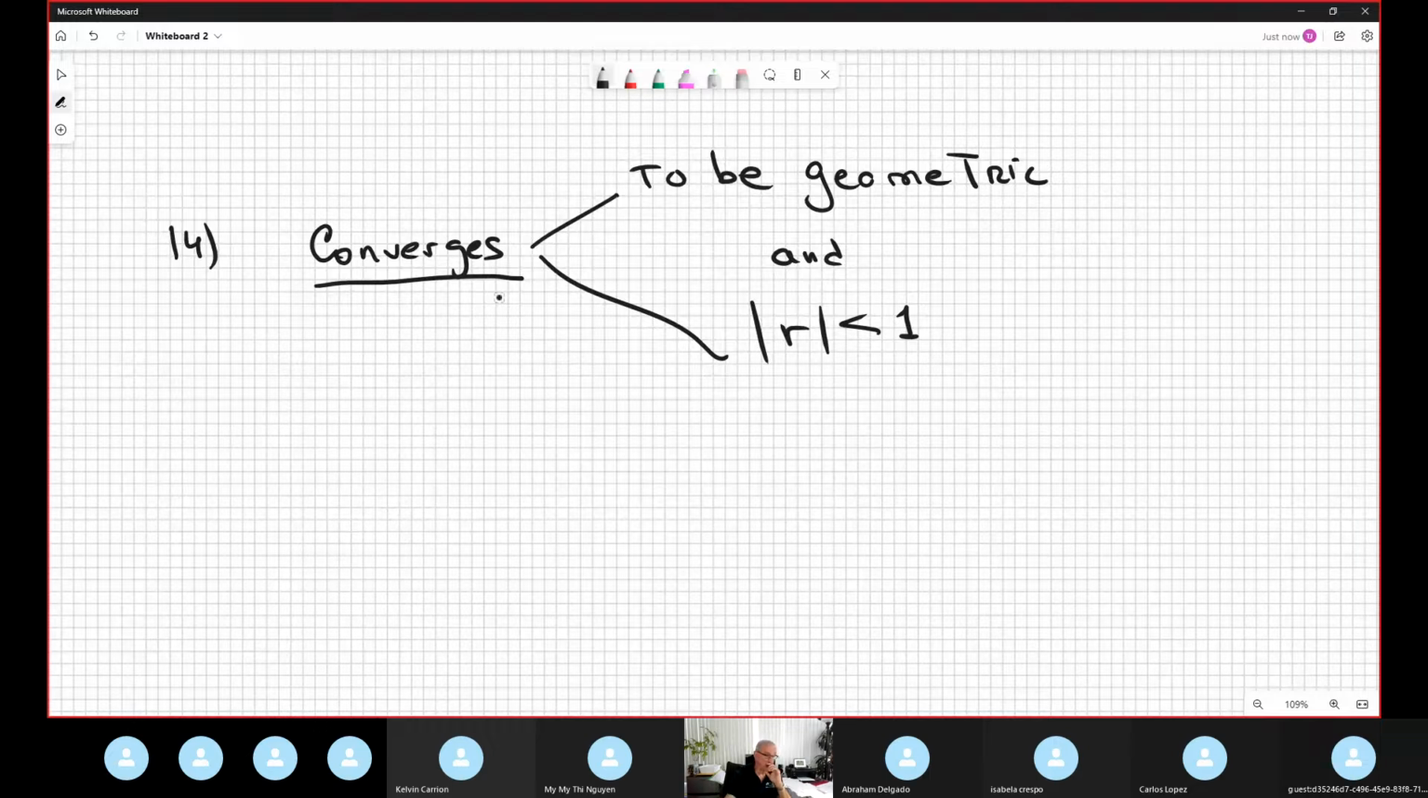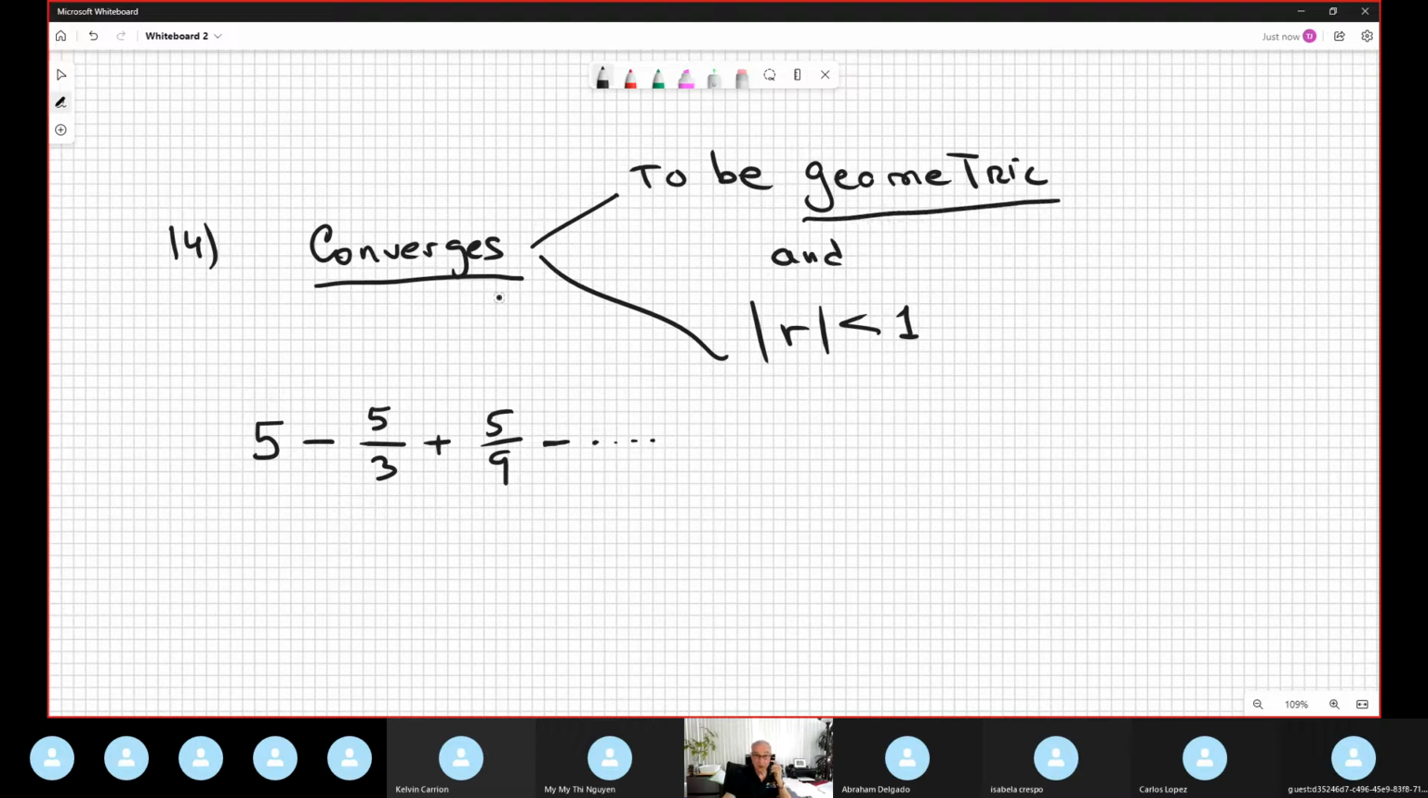So in this case, we have 5 minus 5 over 3 plus 5 over 9, minus, and the next is minus, because I suppose that the sign is alternating: positive, negative, positive, negative, and it continues forever to infinity. So the idea is to discover whether it is geometric or not.